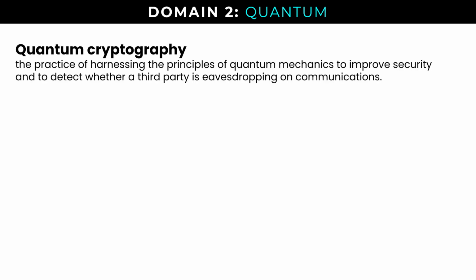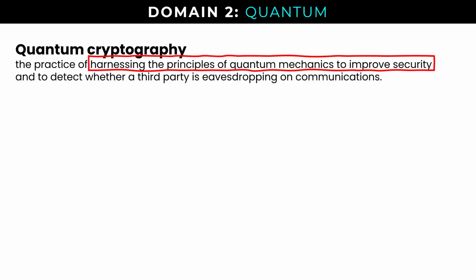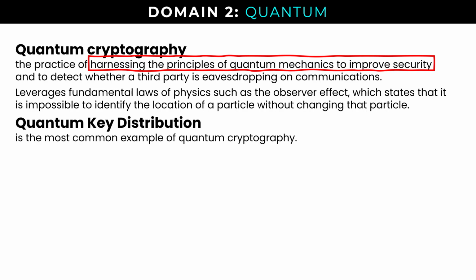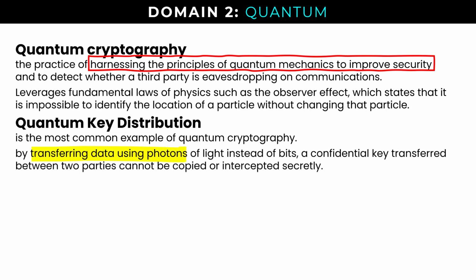So quantum cryptography is the practice of harnessing the principles of quantum mechanics to improve security and to detect whether a third party is eavesdropping on communications. This leverages fundamental laws of physics, such as the observer effect, which states that it's impossible to identify the location of a particle without changing that particle. Now, quantum key distribution is the most common example of quantum cryptography. By transferring data using photons of light instead of bits, a confidential key transferred between two parties cannot be copied or intercepted secretly.